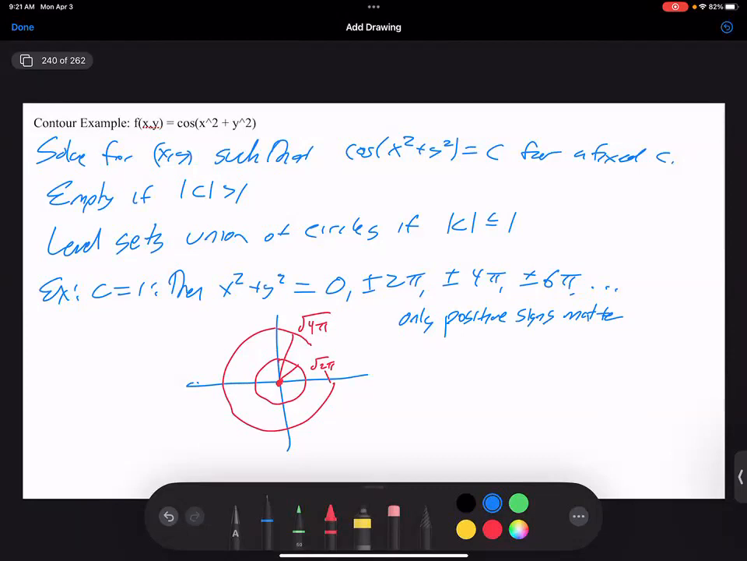And so this is what the level sets are going to look like. And in general, if instead of giving you c equals 1, I gave you c equals 1/2, you would again have a string of things where you could add multiples of 2 pi to it.